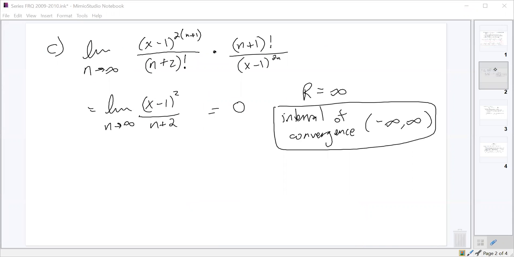And so let's see how they broke this one down. They gave you 1 point if you correctly set up the ratio. And like I said, they had it all inside absolute value, but that's unnecessary for this particular problem. You got 1 point for getting 0 as the limit, and then you got 1 point for having your interval of convergence being negative infinity to infinity. Good or no?